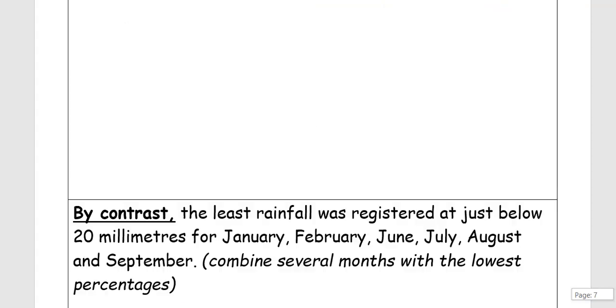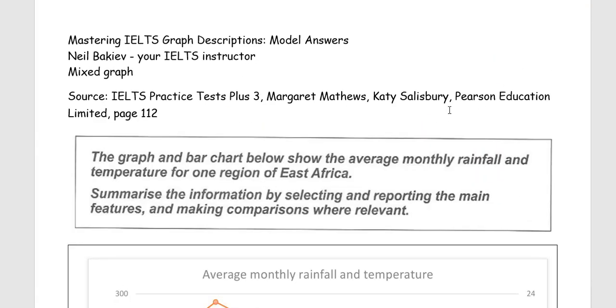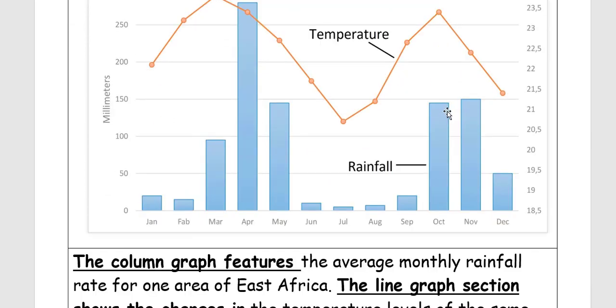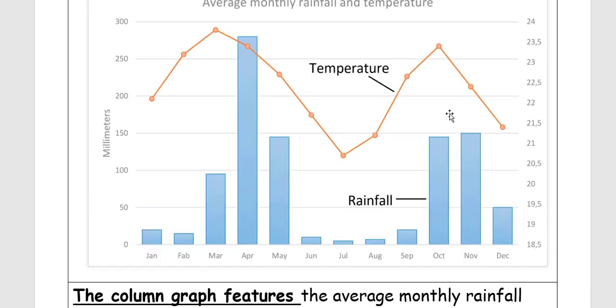And that's it. I hope you have learned how to analyze mixed graphs and how to find correlations between them and indicate them in your graph description. Good luck with your IELTS examination.